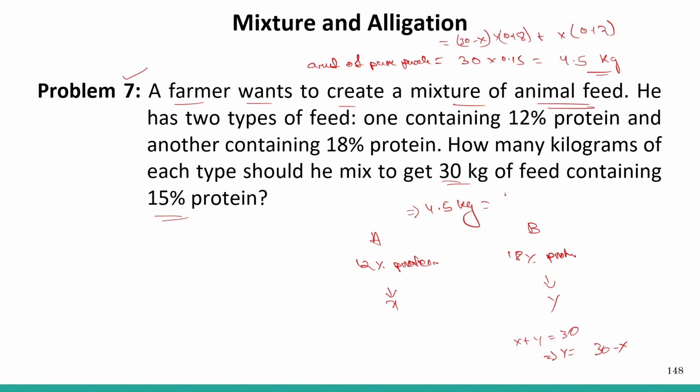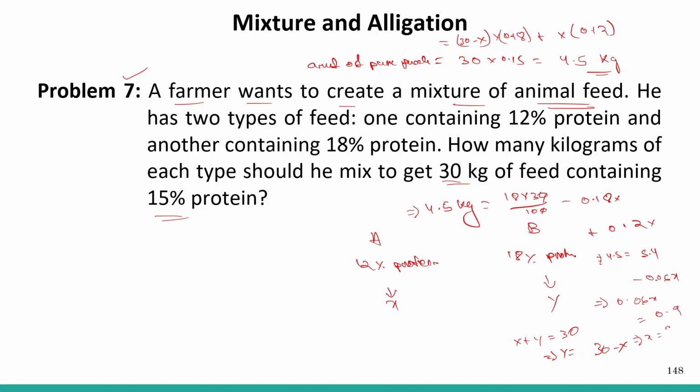0.18 into 30, so 18 into 30 by 100. Cancelling a 0 out, we are left with this much, minus 0.18x plus 0.12x. So this implies that 4.5 is equal to, this will be 18 into 3 is equal to 54, so 5.4 minus 0.06x. So solving these two, 0.06x is equal to 5.4 minus 4.5, that is equal to 0.9.